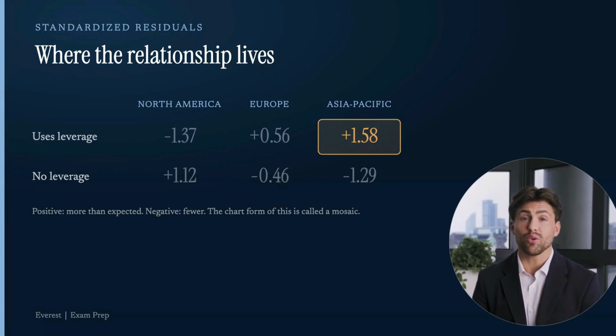So the story isn't just that these are related. It's that leverage is concentrated in Asia-Pacific and thin in North America, relative to what independence predicts.